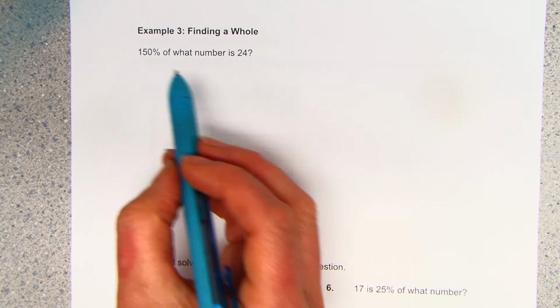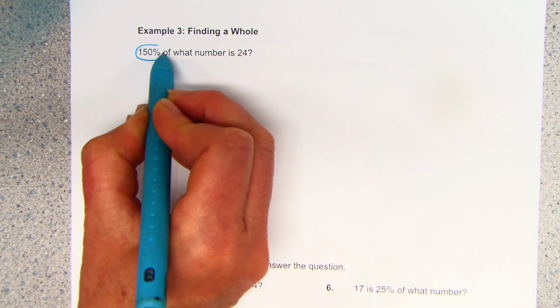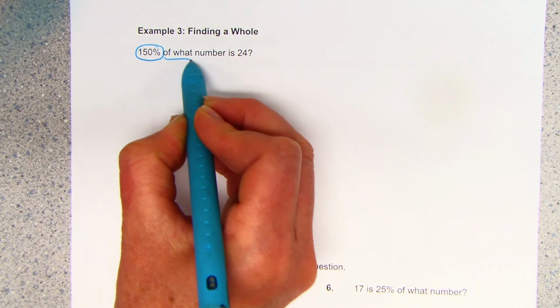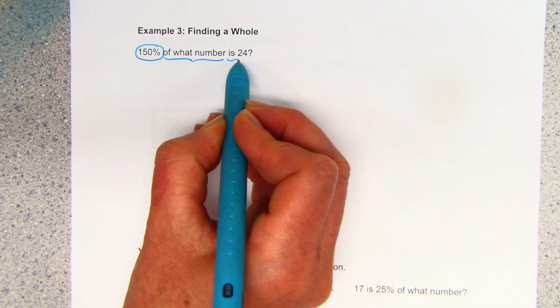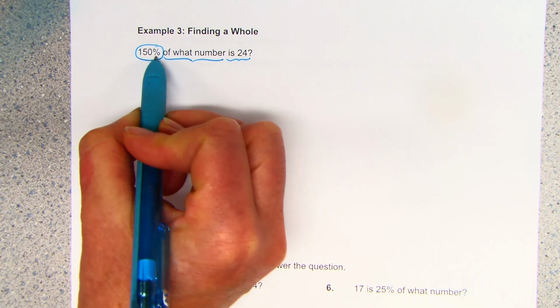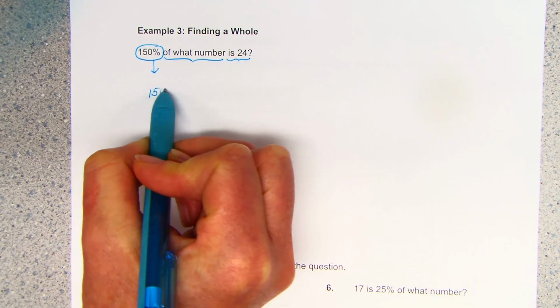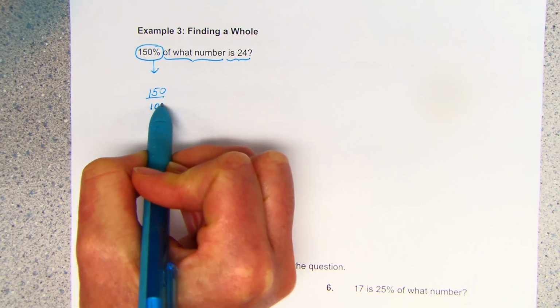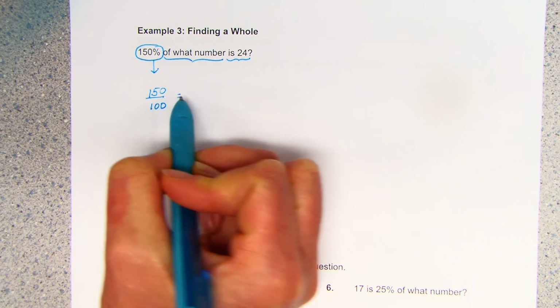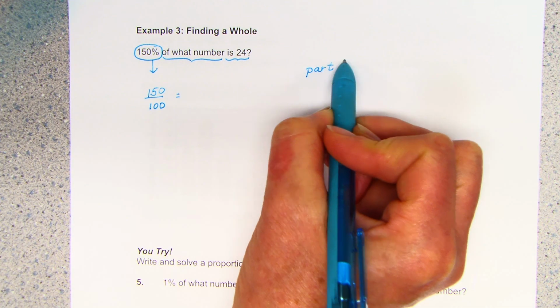Example 3, finding a whole. Let's read through the problem. 150% of what number is 24? Again, find the percent. That's easy because it has the percent sign. And write that part first. Then equals the part, where the "is" is, over the whole, the "of".